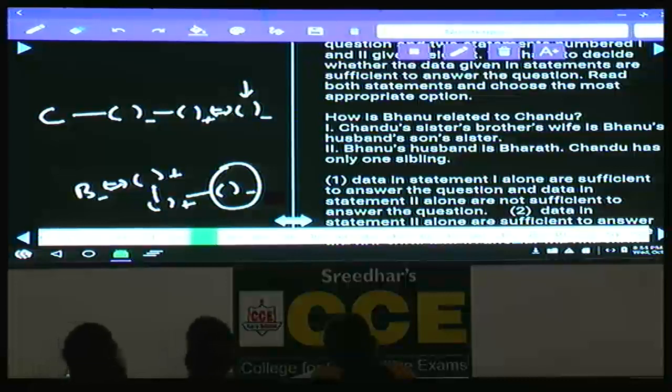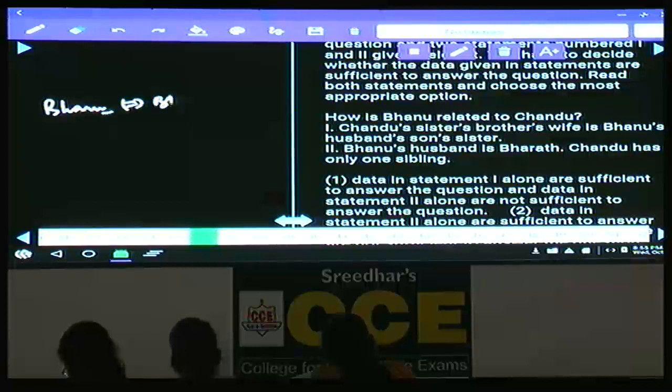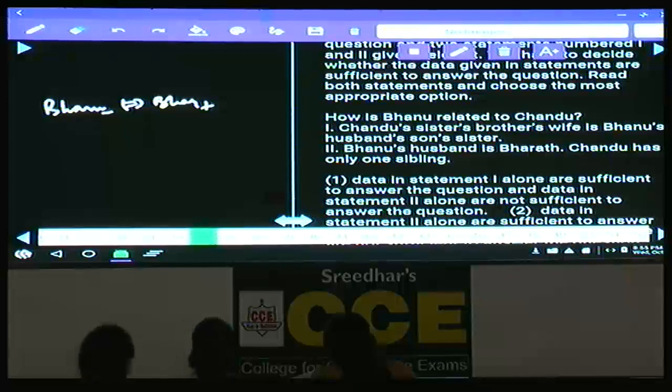Then next one, coming to condition number 2 here. Banu's husband is Bharat. Banu is here, Banu is a female, and Banu's husband is Bharat, a male. Chandu has only one sibling. Now with the help of this, there is no information about how Chandu is related to these two persons, hence 2 alone is not sufficient.